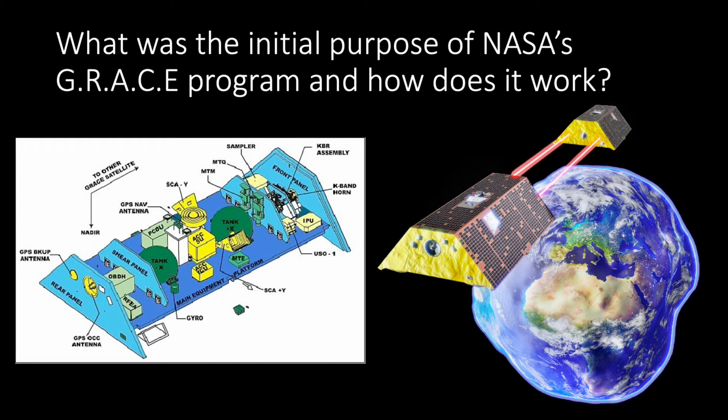Here we have a diagram of the inside of one of GRACE's satellites. While there's a lot of instrumentation here, I just want to point out the important parts, namely the KBR assembly, the K-band horn, the USO. These things are used as the microwave emitter and sensor system that measures the distance between the satellites. They emit a microwave and they also sense a microwave from the other satellite that allows them to, with great precision, determine how far they are from each other. This is essential because determining the distance from each other is how they detect gravitational anomalies.